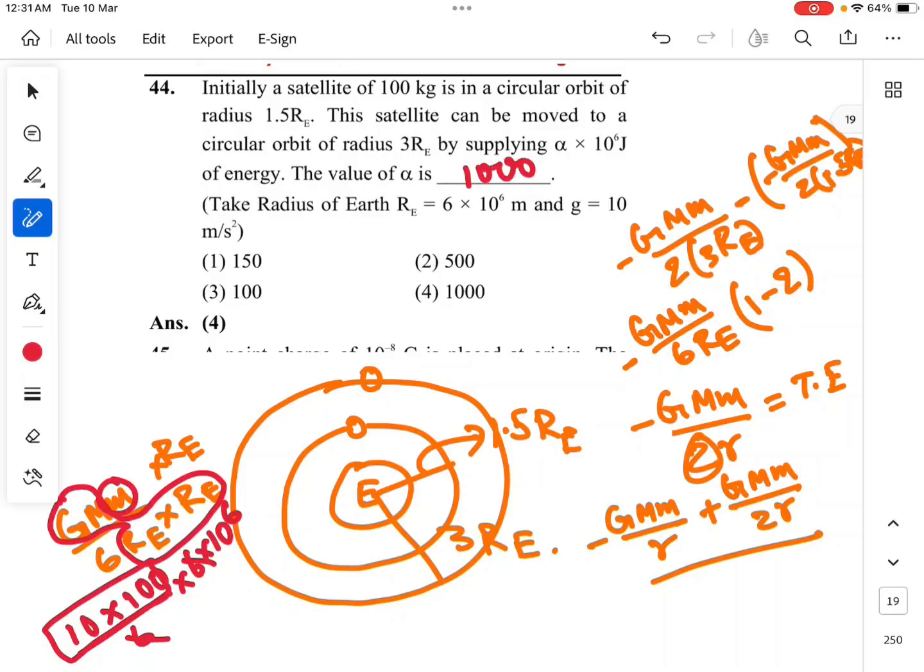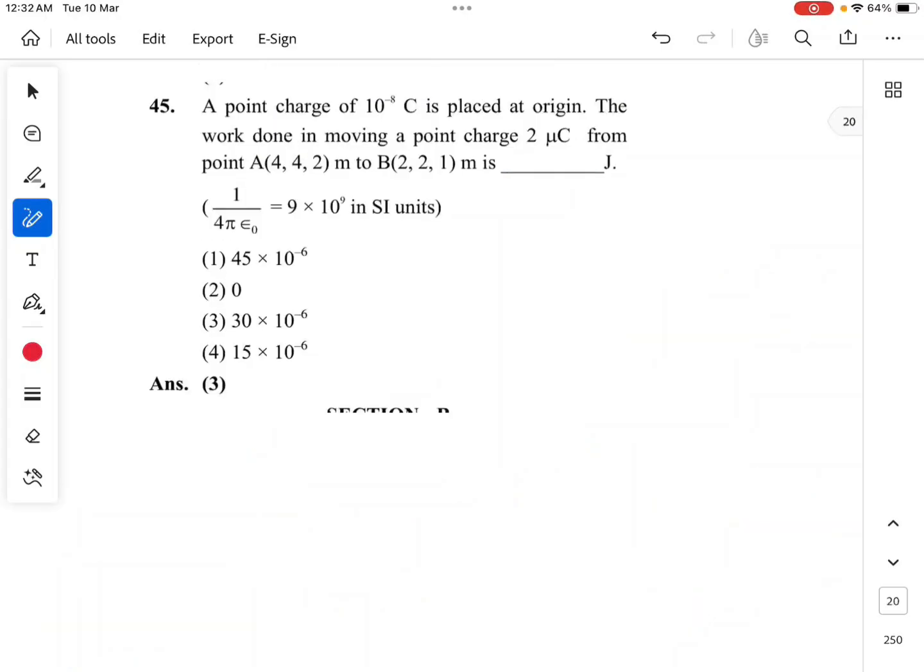Okay, that's easy. Now where can the students go wrong? Yeah, here. Instead of total energy, they may just take potential energy, that is minus GMm by r, or they might just take kinetic energy. Or what else can you go wrong? You let me know in the comments. Again, this is an easy question.